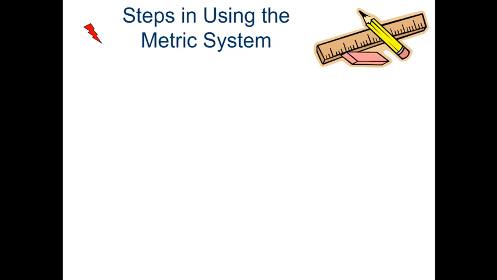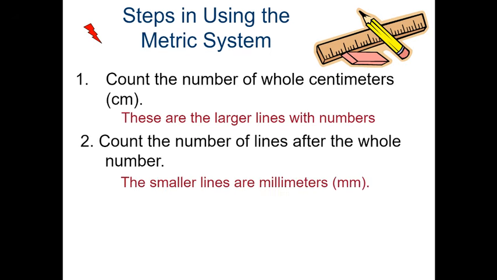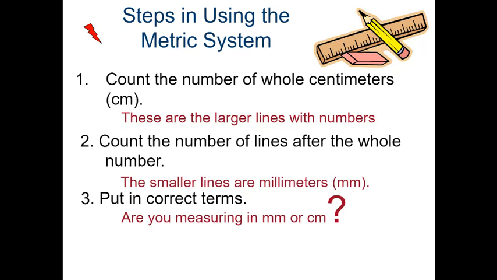So, steps in using the metric system. The first step is to count the number of whole centimeters. These are the larger lines next to the numbers. The second step is to count the number of lines after the whole number, which are the smaller lines. Those are the millimeters. And the third step is to make sure you put it in correct terms. So are you measuring millimeters or centimeters, or do you need to list both?